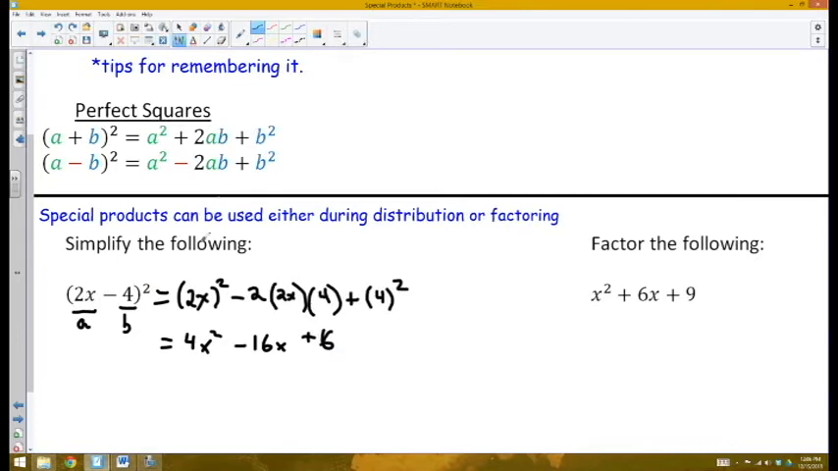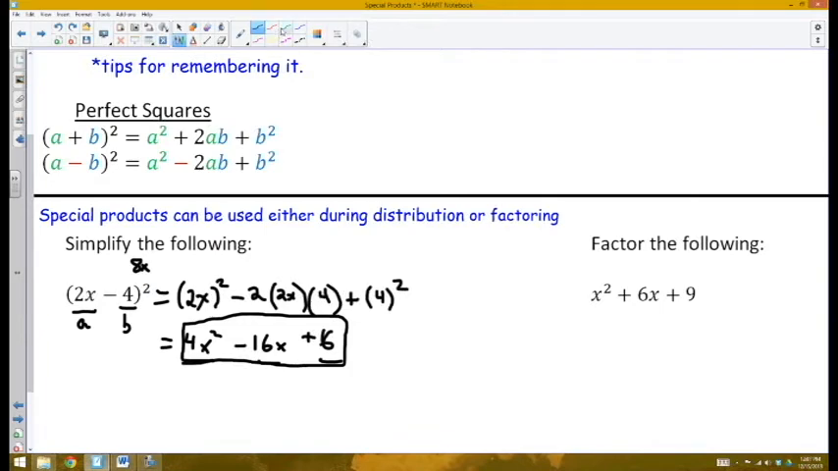Now, as you get faster and more familiar with this pattern, you technically don't even have to write out this middle step. You can say, well, 2x squared is 4x squared, 4 squared is 16, and then 2x times 4 would be 8x, and double 8x is 16x. So then you can get straight to your answer in a very quick way. So with perfect squares, the more familiar you are with the pattern, the faster you'll be able to expand them.